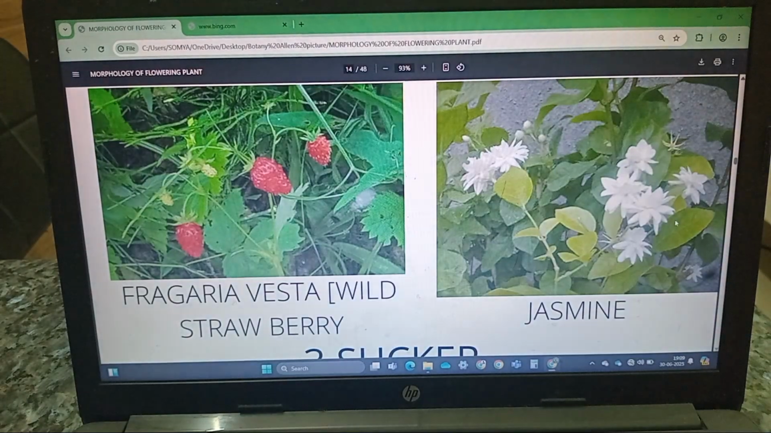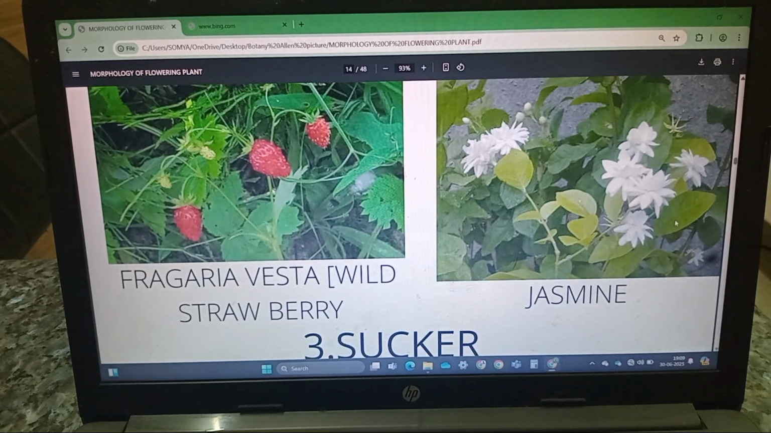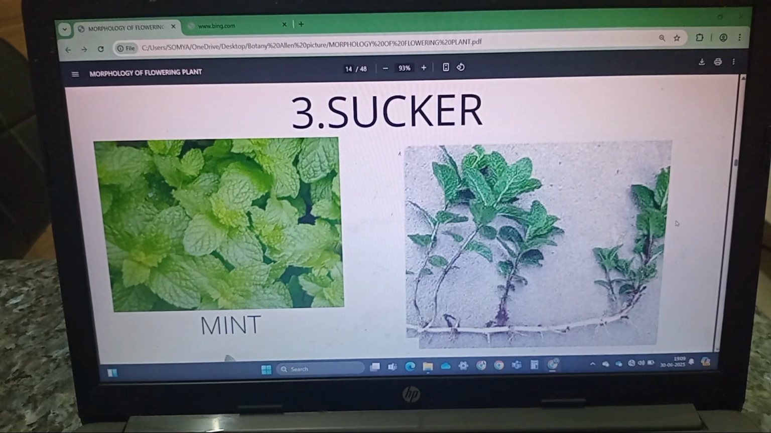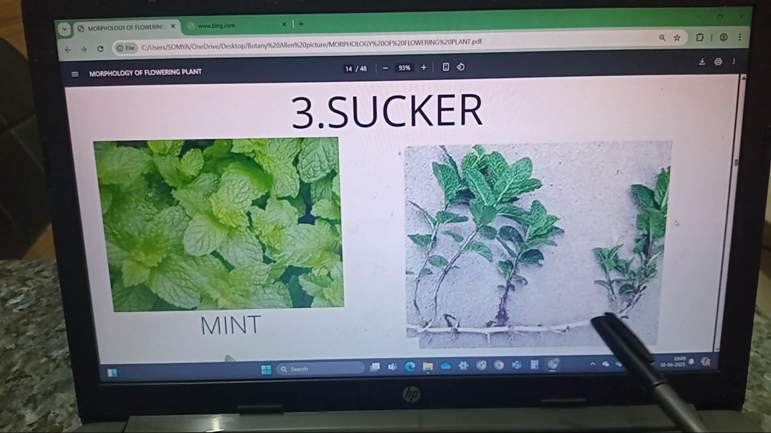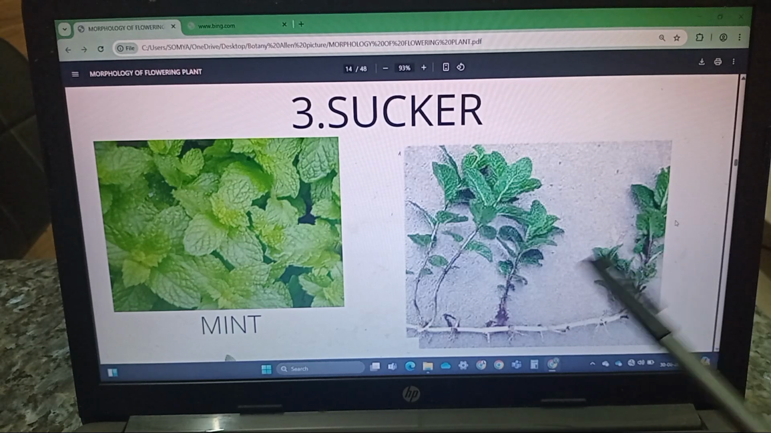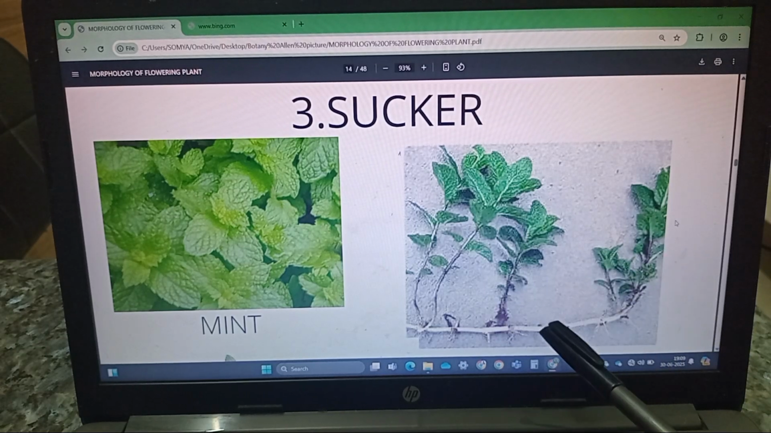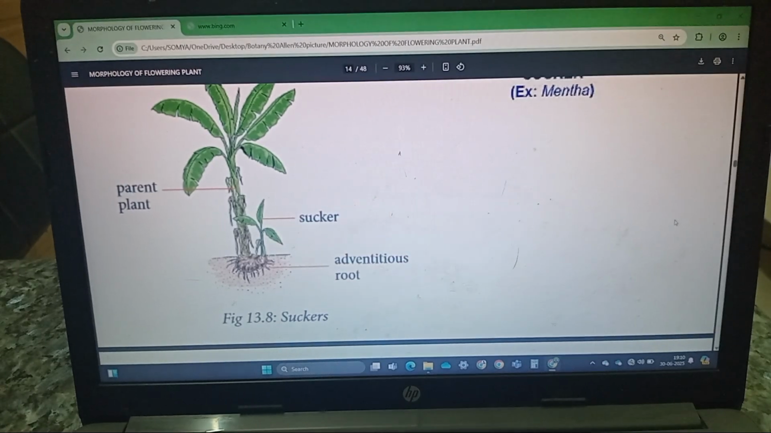Jasmine is your Raat ki Rani. In jasmine and in the strawberry, this is stolon. Then this is sucker. The sucker, the stem goes under the soil and it comes out to give rise to a new plant. The difference is that not at every node there are the roots and shoots. The sucker is said to be sucker because it sucks the nutrition from the main plant, from the roots.